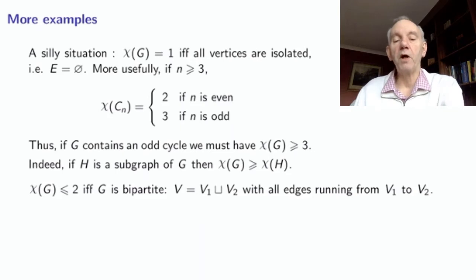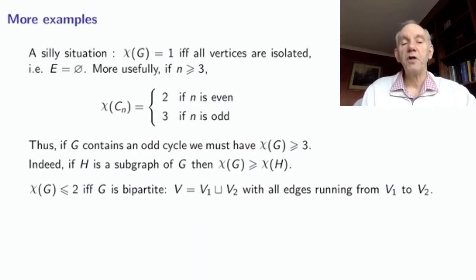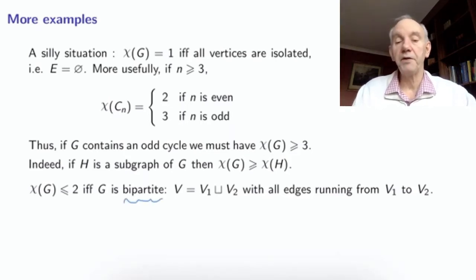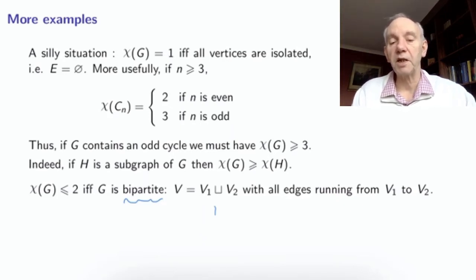Okay, so moving on, what about the graphs with chromatic number 2? So these are essentially the bipartite graphs. So a graph is called bipartite if you can split its vertex set into the disjoint union of 2 subsets. This symbol here means disjoint union. And all the edges go from a vertex in the first subset to a vertex in the second subset. You can't have edges within each subset.